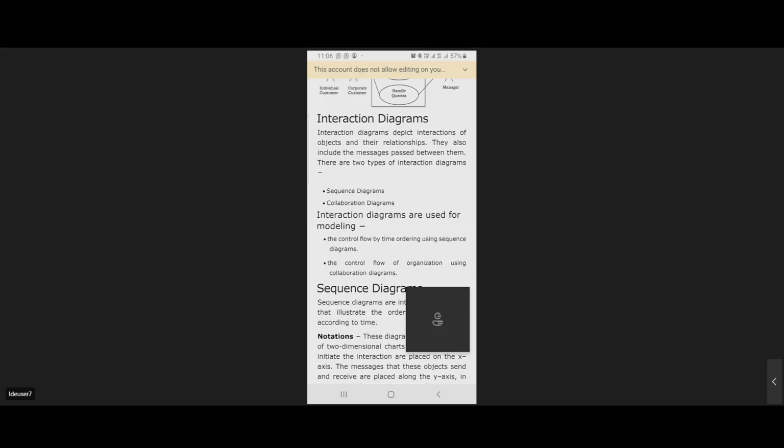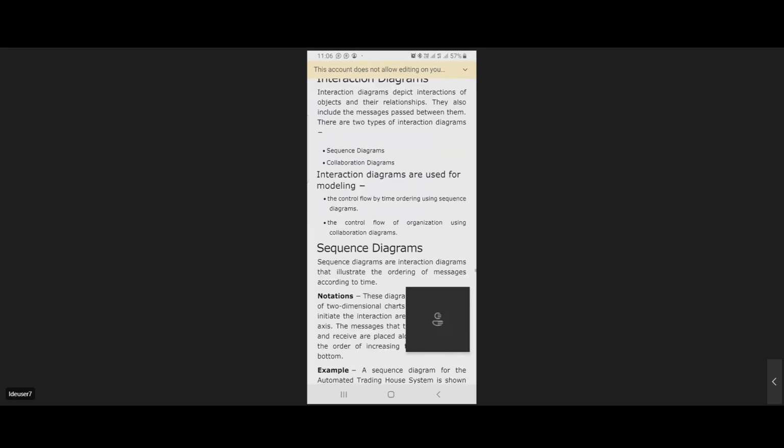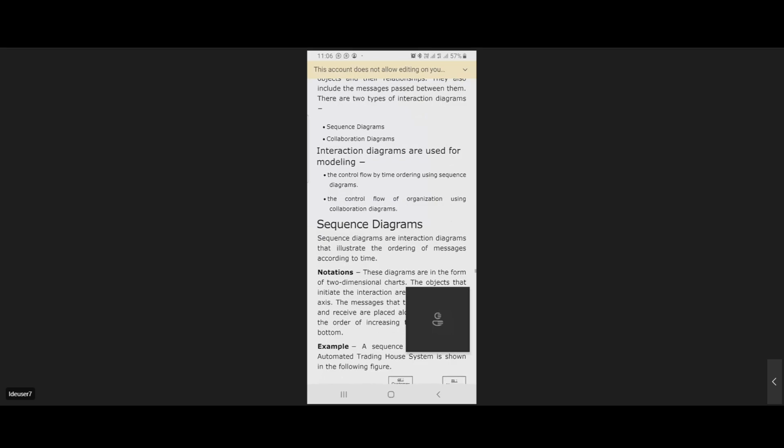These diagrams are used for modeling control flow by time ordering using sequence diagrams, and control flow of organization using collaboration diagrams. Time ordering is in the sequence diagram, and organization is in the collaboration diagram. So what do you mean by a sequence diagram?